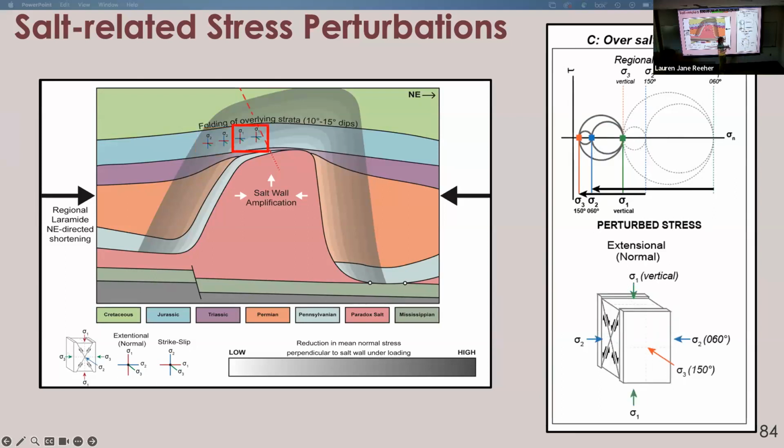And then when we go even closer to the salt, we see that far field sigma 1 is reduced the most, so much that it's locally sigma 2. Far field sigma 2 is reduced, but a little bit less than far field sigma 1, and it's locally sigma 3. And far field sigma 3, again, is burial and stays the same, but it's locally now sigma 1. And so that is how you get this normal extensional stress environment above the salt wall, is our interpretation of what's going on with the change in stress regime.